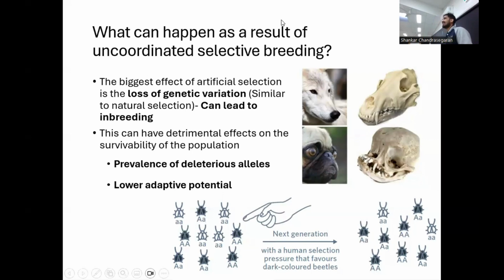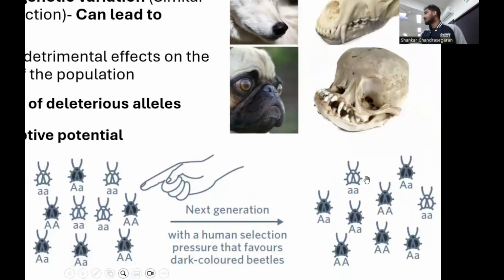All right. So what can happen as a result of uncoordinated selective breeding? If we took it to an extreme and we were just selecting for one trait, what can happen? Same with natural selection. The problem with continually selecting for a particular trait is that we are eventually going to lose the genetic variation that exists within a population, because we are selecting for a particular trait over time. That trait is the only thing that's going to be passed on, and any other variation within the population will not necessarily be passed on.